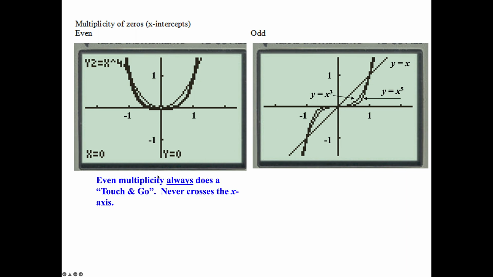So even multiplicity always does a touch and go. It never crosses the x-axis. Odd multiplicity always crosses the x-axis. And those are our characteristics of our polynomial function that's going to help us to graph.